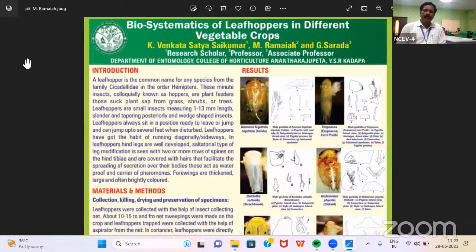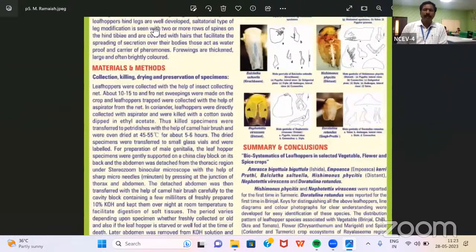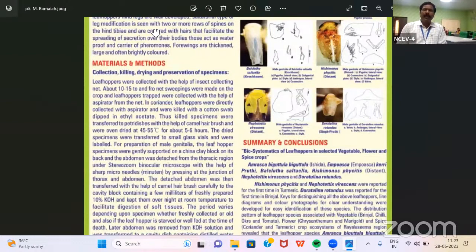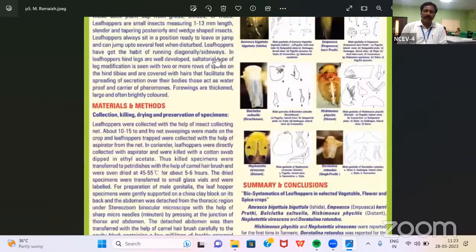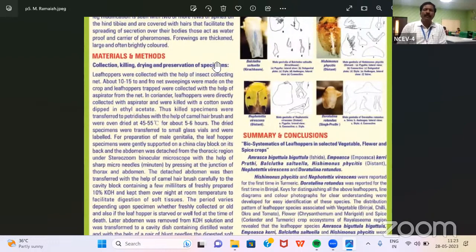Next, regarding the materials and methods, you have to collect these insects, dry them and preserve them in the lab for further study. First take China clay for the dissection of the insect and dissect the abdomen from the thorax. Then keep the abdomen in cavity slides with 10% KOH and digest it overnight.